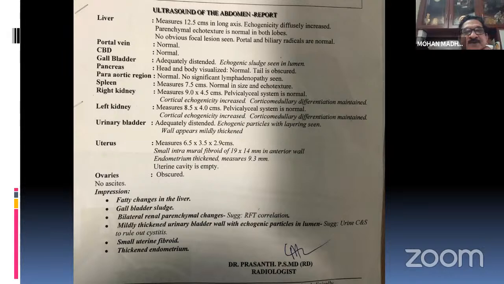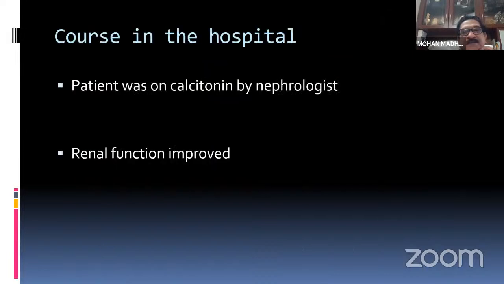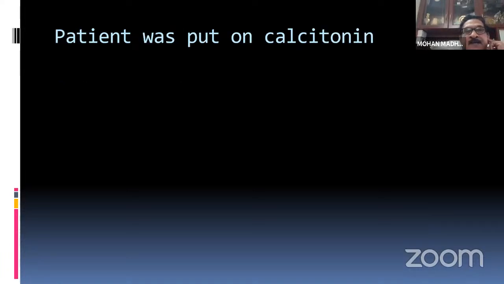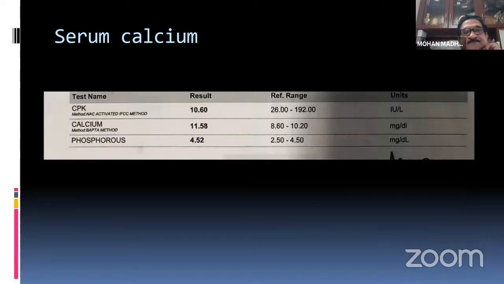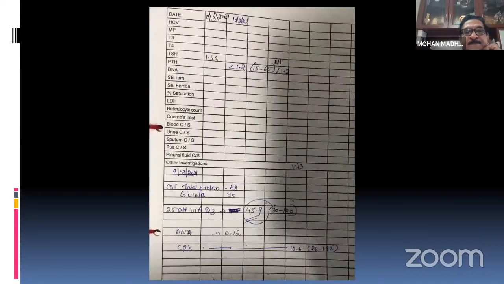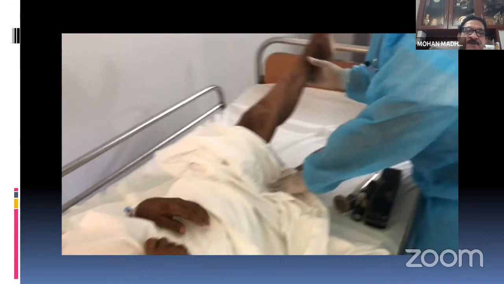Ultrasound abdomen was done, which was normal. These are the other values which are not normal. ANA profile was normal. So the patient was put on calcitonin by the nephrologist. Renal function improved, and this is the follow-up value. The calcium level came down. CPK and calcium improved again on subsequent follow-up after putting the patient on calcitonin. This is a follow-up video after 5 days.